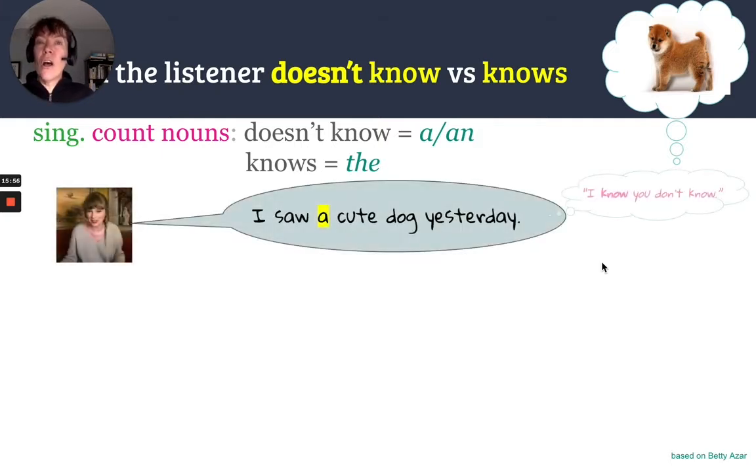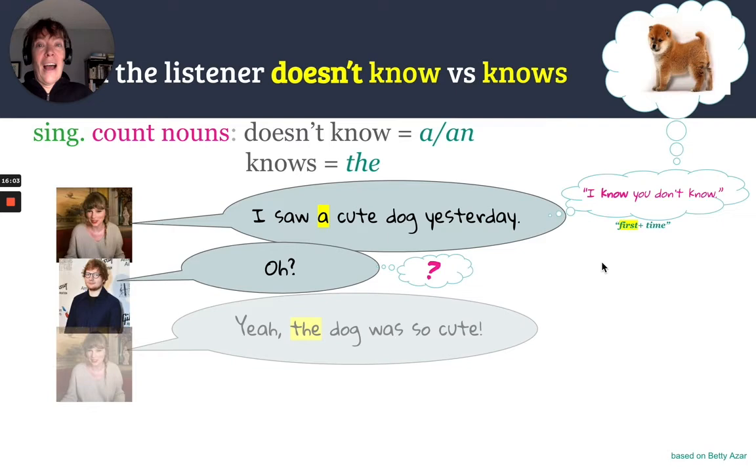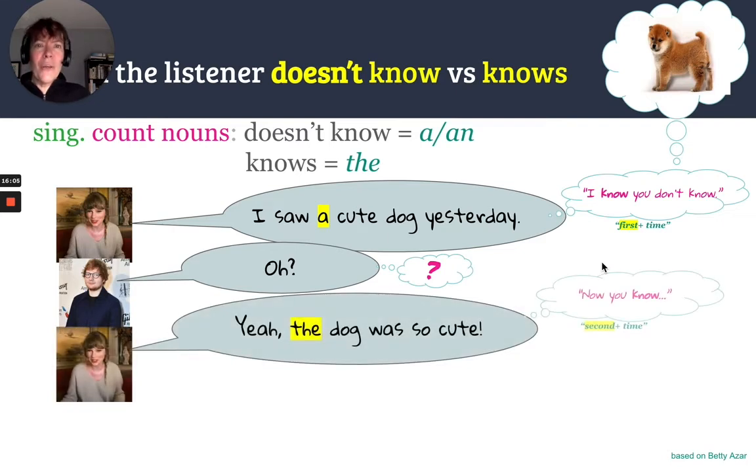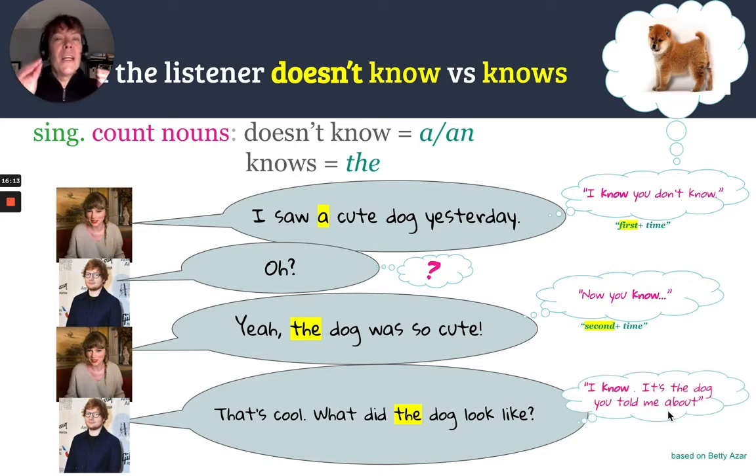I saw a cute dog yesterday. I know you don't know. He says, oh, I don't know. Yeah, the dog was so cute. Now he knows, so she switches. That's cool. What did the dog look like? In a conversation, it goes really fast, but one of the ways to remember it is the first time you say something, a; the second time you say something, the.